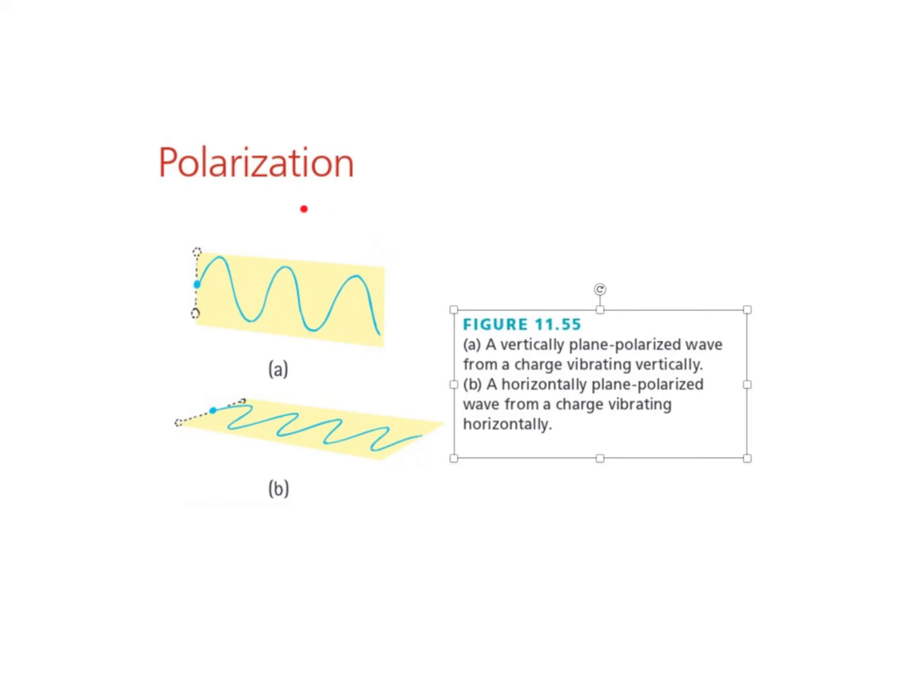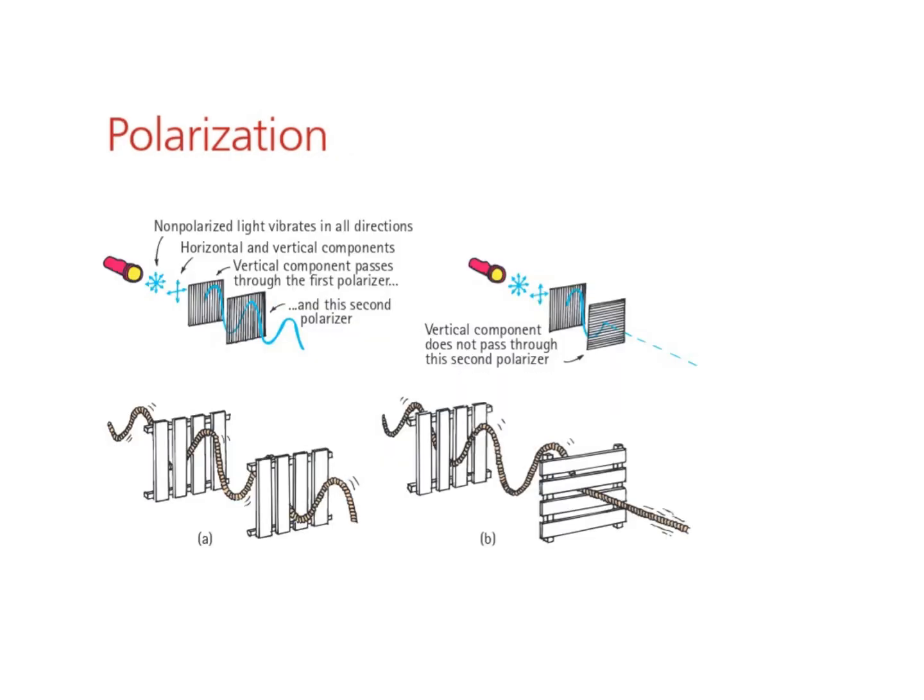So this guy in A would correspond to vertically polarized light, and this guy in B would correspond to horizontally polarized light. Now, how can we filter out one polarization versus another? Well, remember, when light passes through a material, it creates a resonance in that material and gets the light to vibrate. Some materials have long chain molecules that preferentially only vibrate in one direction.